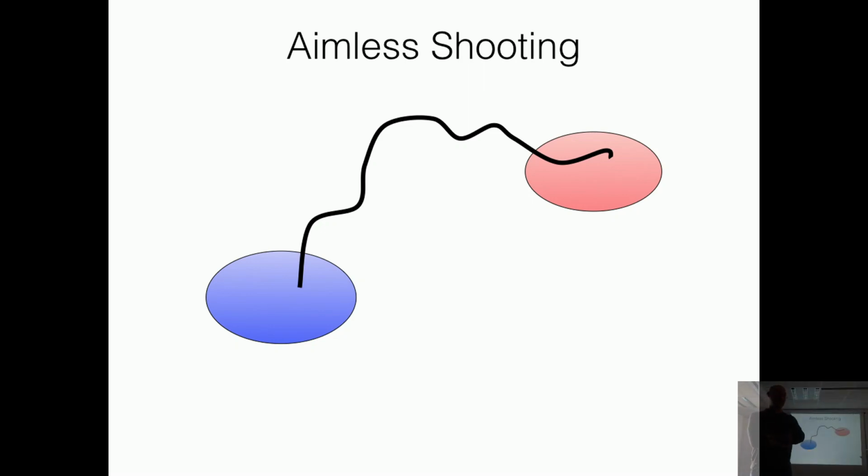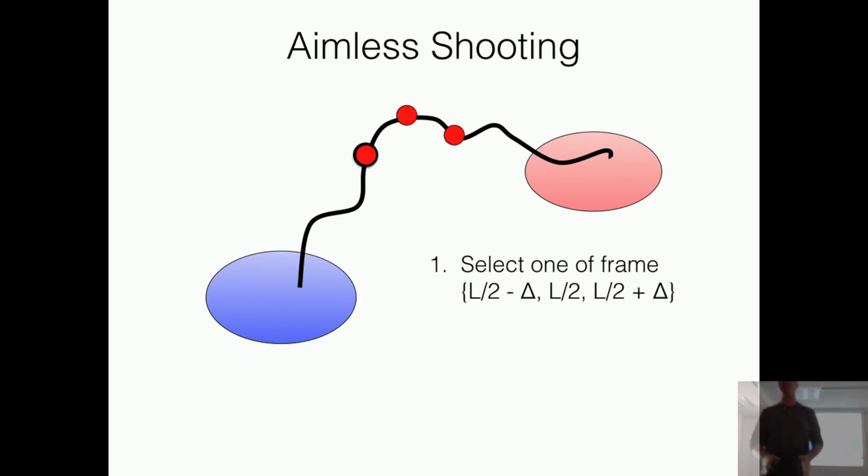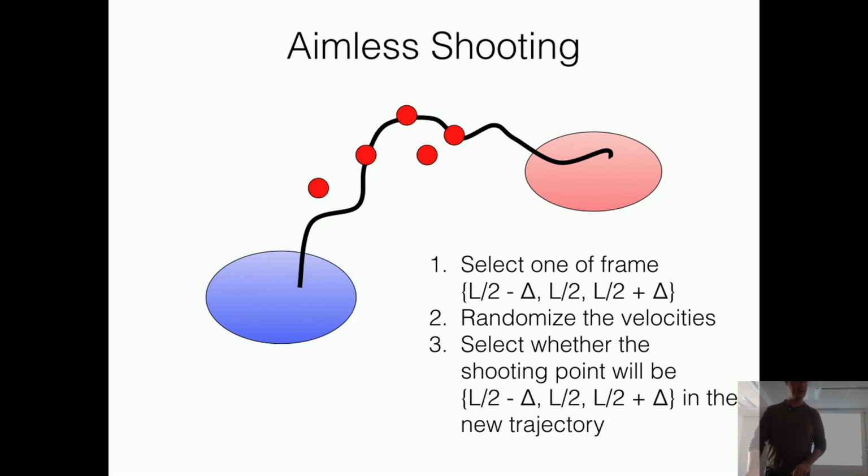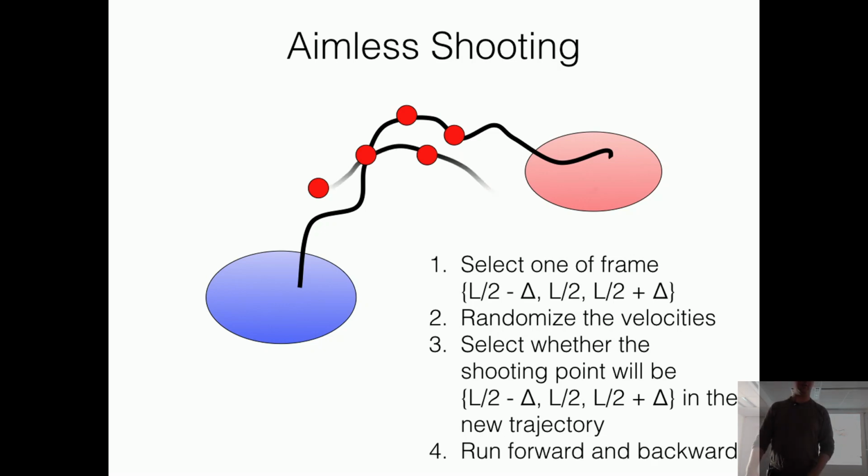Anyway, the aimless shooting algorithm, what they do is they take the trajectory and they look at 3 points. One is the exact midpoint, and then there are 2 that are on either side of it by some delta. You select one of those to be your shooting point. Then you randomize velocities, fully randomize the velocities, drawing from the Boltzmann distribution. Then you decide whether that new shooting point is going to be the middle or the left or right side of that in the new trajectory, and you create the new trajectory from that.